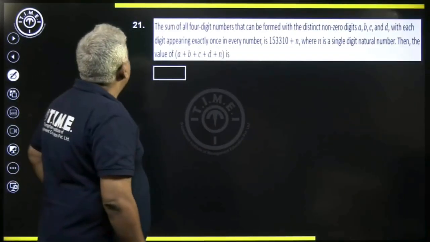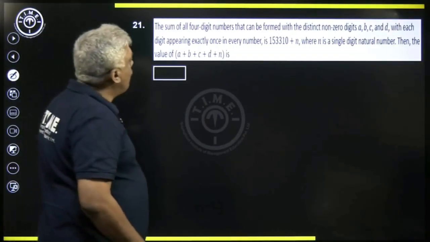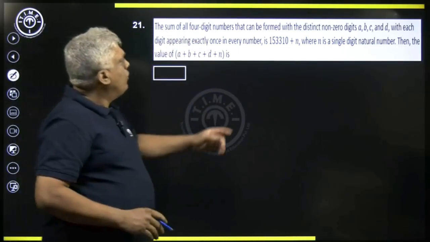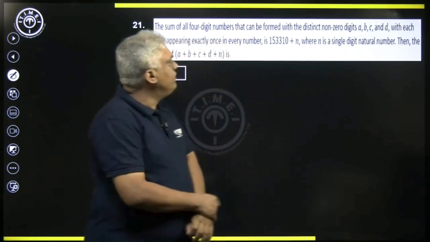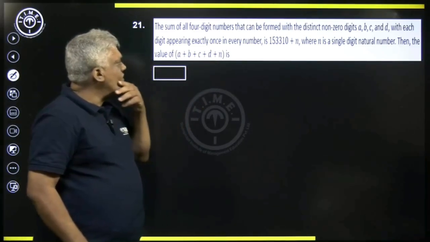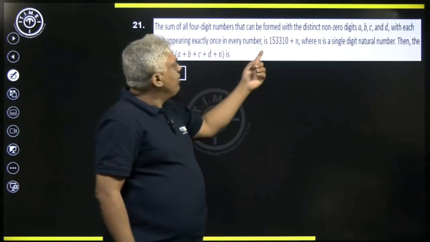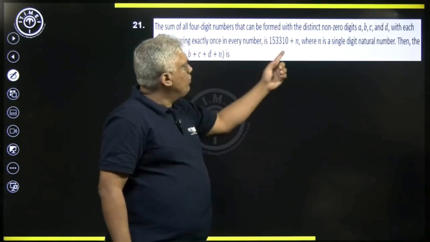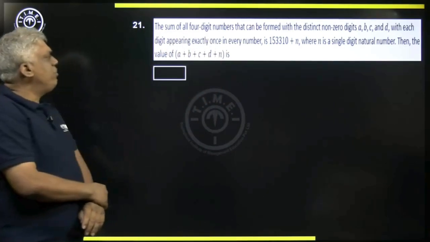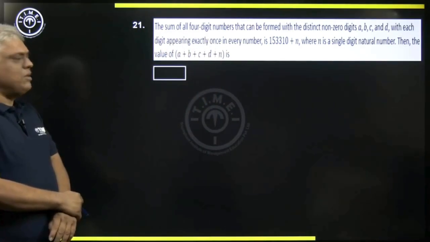Now, the sum of all 4-digit numbers that can be formed with the distinct non-zero digits A, B, C, D, with each digit appearing exactly once in every number, is 153,310 plus n, where n is a single digit number. Then the value of A plus B plus C plus D plus n is?